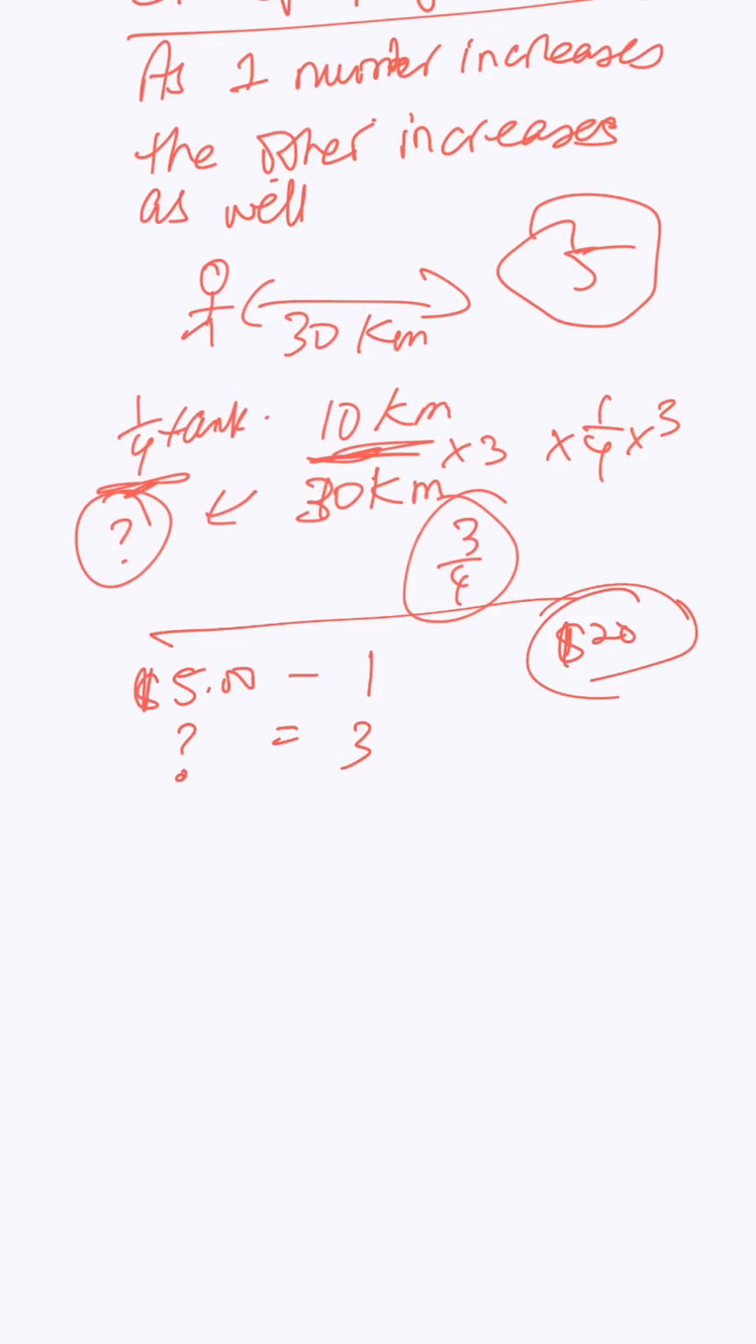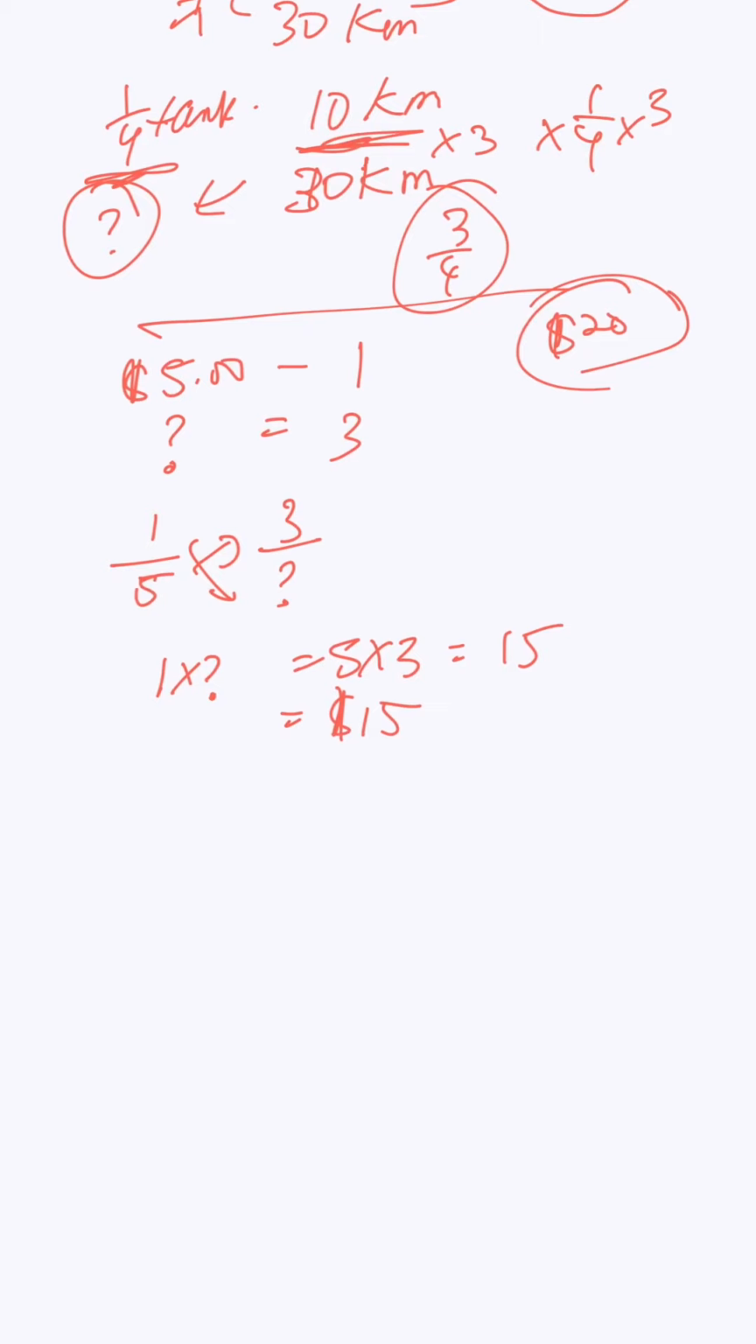So, like we said, one pencil costs $5, and we have 3 pencils would cost how much? And what we said before, we cross multiply, right? So 1 times question mark equals 5 multiplied by 3, which will be 15, equals $15. In addition, if we have to check it over, we just use the method that I showed you before.